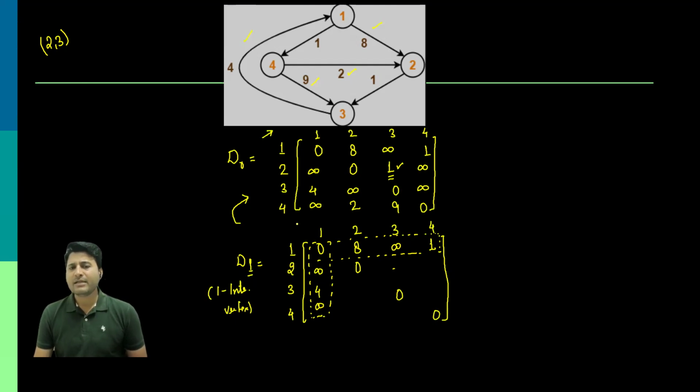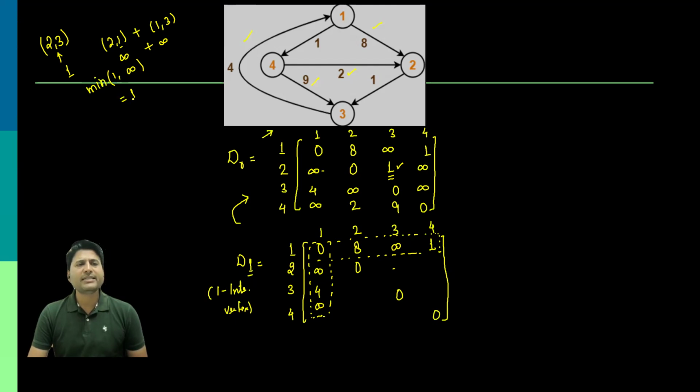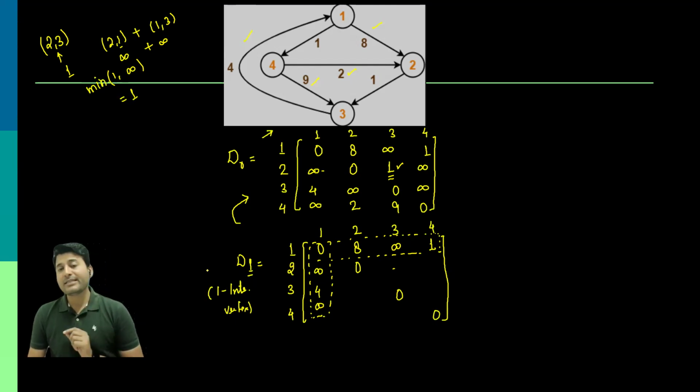The reference matrix is 1. Now we are supposed to include vertex 1 in it. So this should be 2 comma 1 plus 1 comma 3. That means between this, insert the vertex number 1. How much is 2 to 3 directly from D0? It is given as 1. What is 2 to 1? 2 to 1 is infinite plus 1 to 3 is infinite. So this is 1, and infinite plus infinite is infinite. What is the minimum out of these two? Yes, it is 1. So this is how we are supposed to insert the intermediate vertex.